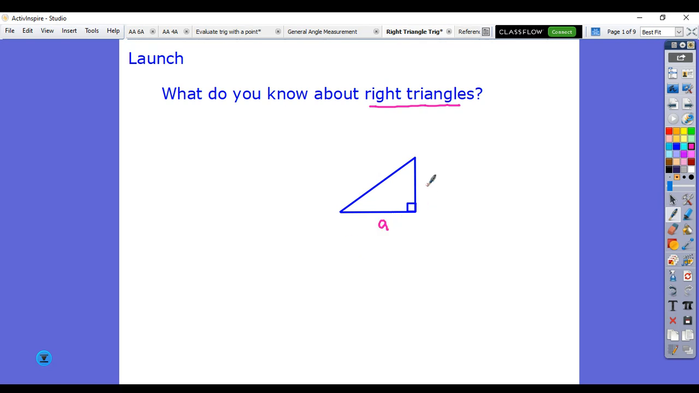And if this is A, B, C, hopefully you remember the Pythagorean theorem, because that's one of the things most people always remember. A squared plus B squared equals C squared. And the most important thing is that your hypotenuse is C. And we're going to take this and apply it to the trig.